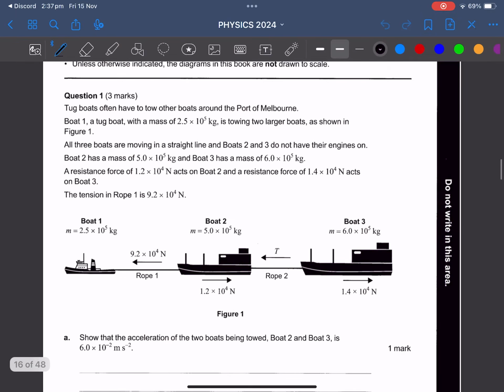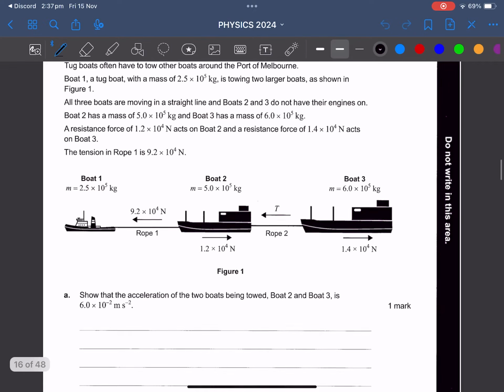Okay, question number 1. Tugboats often have to tow boats around the port of Melbourne. Boat 1, a tugboat with a mass of this, is towing two larger boats as shown in figure 1. All three boats are moving in a straight line. Boats 2 and 3 do not have their engines on. Boat 2 has a mass of 5 times 10 to the power of 5 kilograms, and boat 3 has a mass of this. The resistance force of this acts on boat 2, and the resistance force of this acts on boat 3. The tension in rope 1 is this.